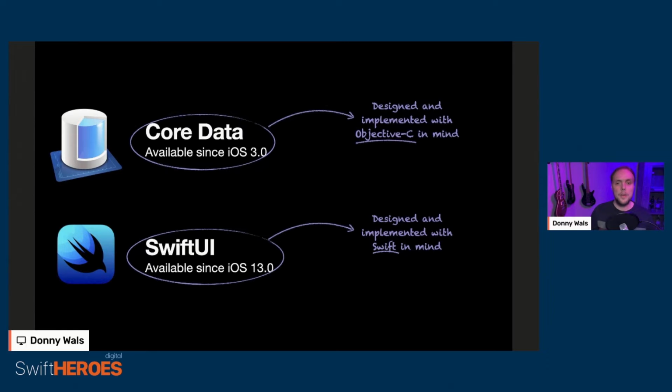Now, this combination of using core data, which is a very old framework, I mean, it's received updates and it's been maintained over the years, but at its core, it's a very old framework. And it has its origins in this Objective-C world. And then we have SwiftUI, which is a very new framework that introduces us for the very first time to a fully Swift-based UI framework. Combining these two leads to very interesting questions.